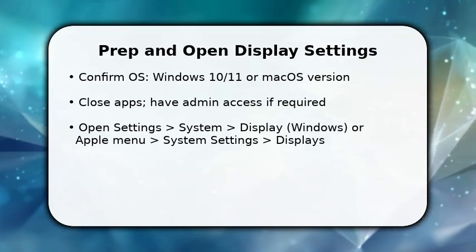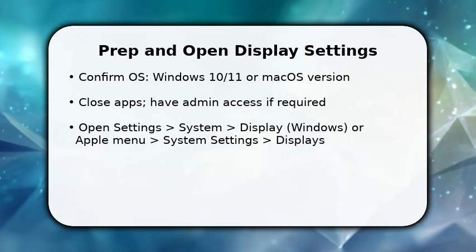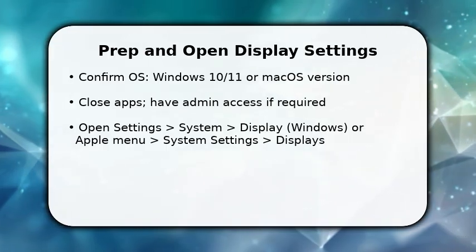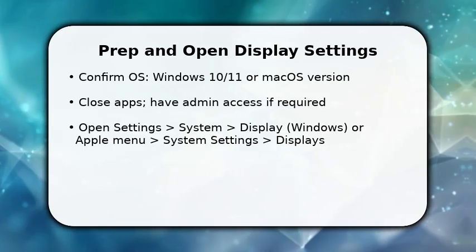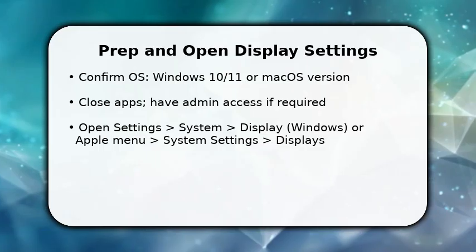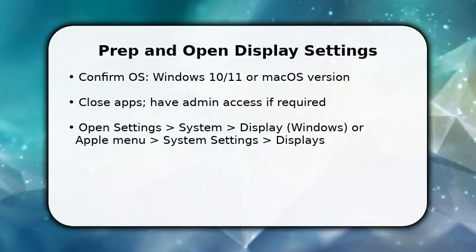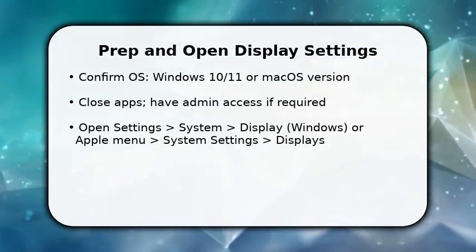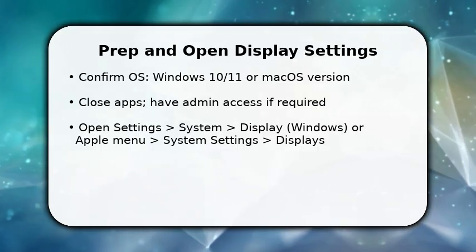You'll start by confirming your operating system and ensuring you have admin access. This avoids permission roadblocks. Once that's set, close distraction apps to see changes more clearly. On Windows, go to Settings, System, Display. On Mac OS, open System Settings, Displays. You're taking the first actionable step now.